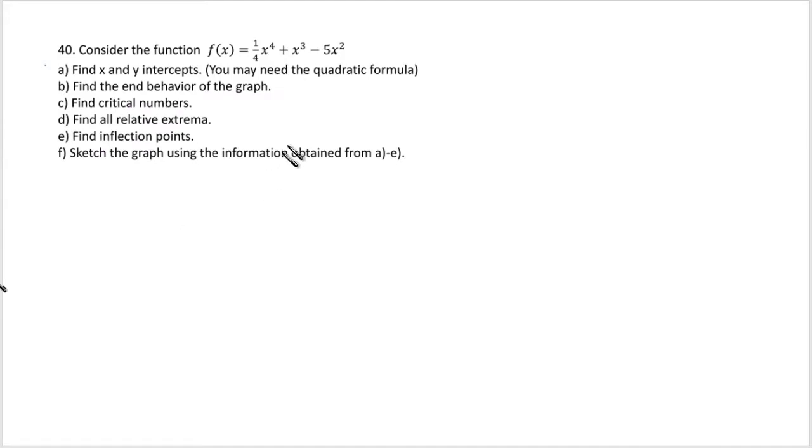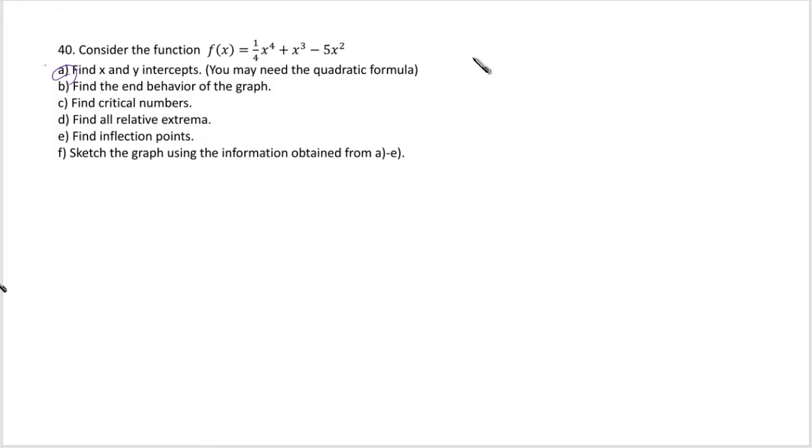Consider the function f of x equals 1/4 x to the 4th plus x cubed minus 5x squared. Find x and y intercepts. Find end behavior, critical numbers, relative extrema, inflection points, and sketch the graph. This is a long problem, so let's just do one by one. Start from A. Find x and y intercepts.